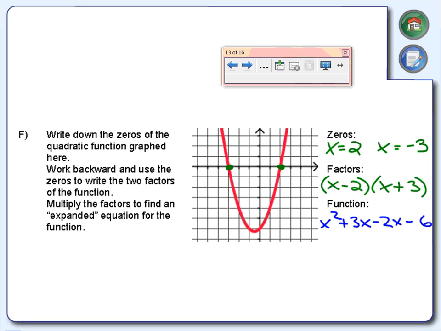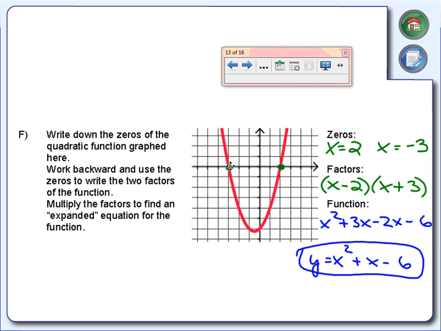The 3x minus the 2x. What do you get when you do 3x minus 2x? An x, positive x. So what I have here is x squared plus x minus 6. Throw a y in front of that, and we've got our equation.